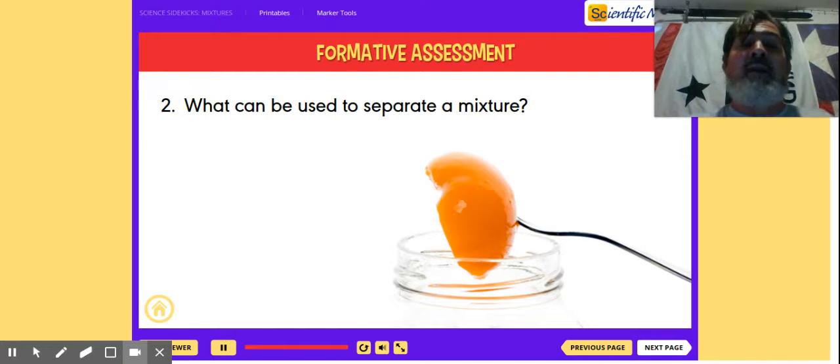What can be used to separate a mixture? There's a whole bunch of things. You can use strainers, coffee filters, tweezers, a magnet, water if you need to dissolve some of the sugar away or something. You can just use a whole lot of different things.